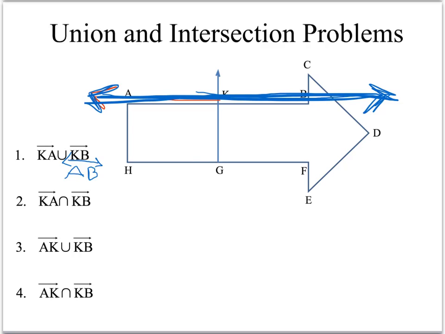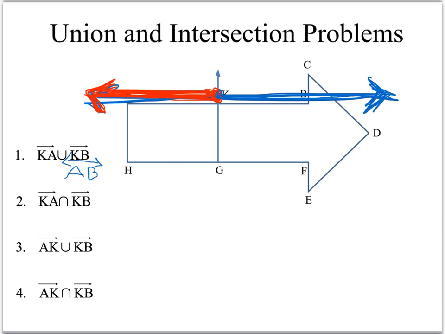Now, moving on to the second question, we've got actually the same two rays. I'm going to, again, trace over ray KA in red, and it goes all the way to point K, which I've made a point there. And then, of course, we still have the ray KB in blue, and you can see me making a point where the K endpoint is.